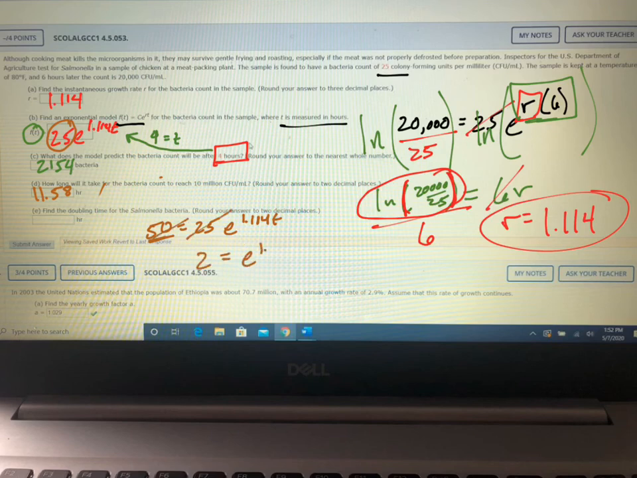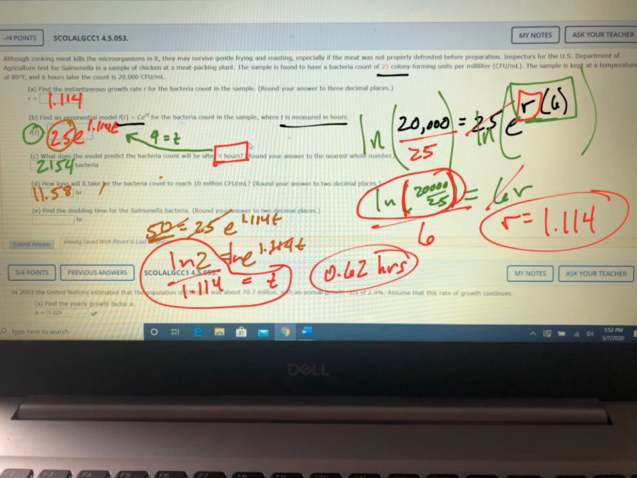2 equals e to the 1.114t. So do your thing. Take the natural log of both sides and then divide by 1.114, and that will give you t. So ln of 2 divided by 1.114. See what you get, and you'll get 0.62 hours. And there you go.